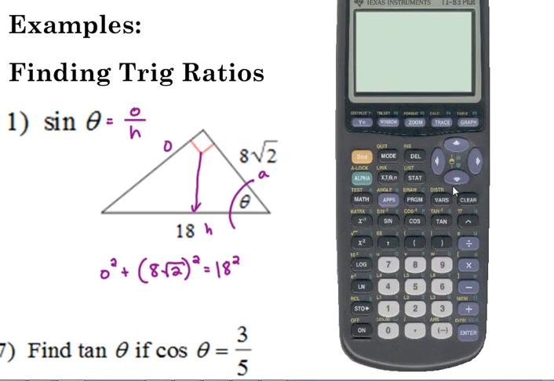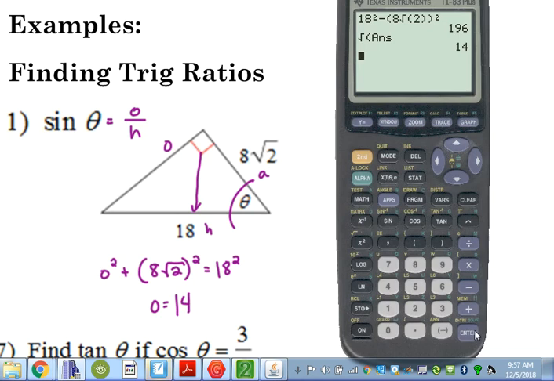Now, the only thing that I caution you about with using the Pythagorean theorem, y'all are pretty good at it, is that you must put that 8 square roots of 2 in parentheses before you square it. Because if you just stick a squared on the end of the 8 square roots of 2, all it's going to square is the square root. It's not going to square the 8, and it's supposed to. Okay, and then we take the square root of the answer. So our opposite side is 14.